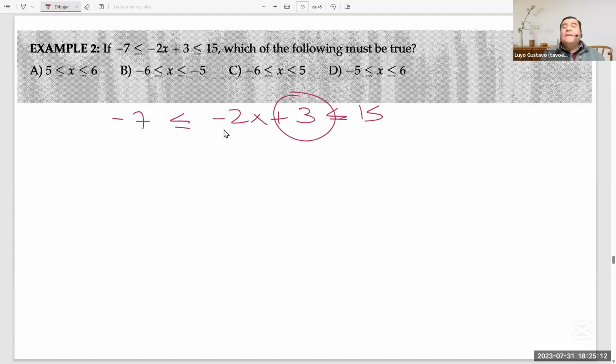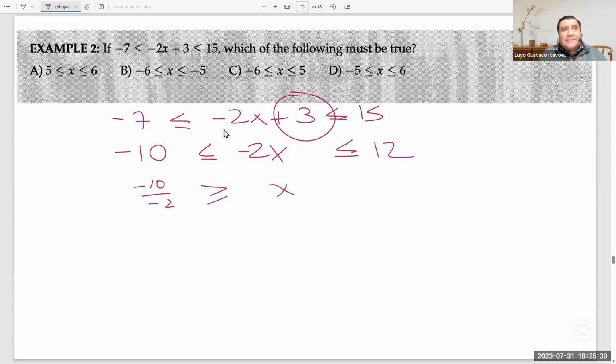How do we get rid of this? Subtracting 3 on each of the 3 parts. So subtract 3: -10, subtract 3: -2x, subtract 3: 12. Now, isolate x by dividing everything by -2. But because we are dividing by -2, we need to reverse all the inequality symbols. So -10 over -2, x, and here, like this. So what do we have? -6 greater than or equal to x greater than or equal to 5.